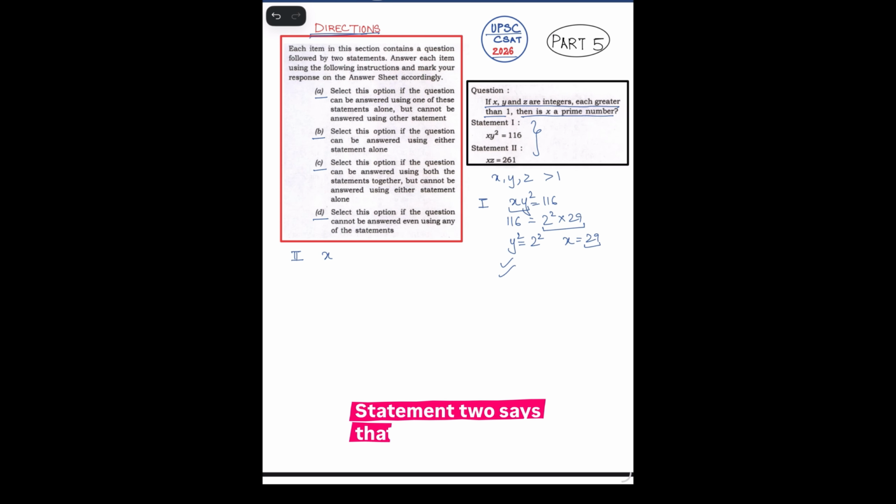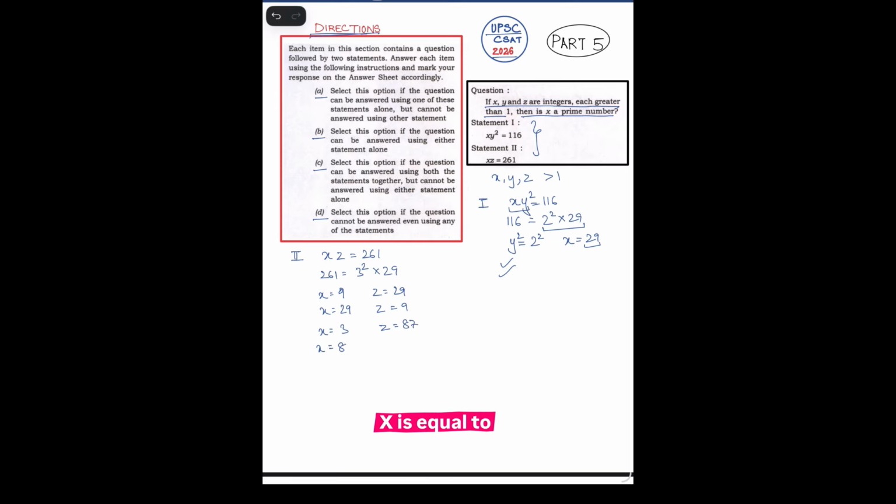Statement 2 says that xz is equal to 261. So let us do the prime factorization of 261. 261 is equal to 3 square into 29. So there can be many cases for x and z. x is equal to 9 and z is equal to 29. x is equal to 29 and z is equal to 9. x is equal to 3 and z is equal to 87. x is equal to 87 and z is equal to 3.